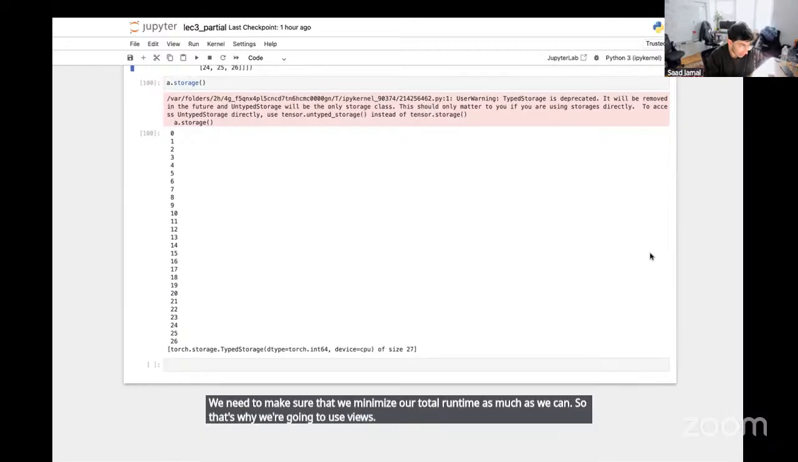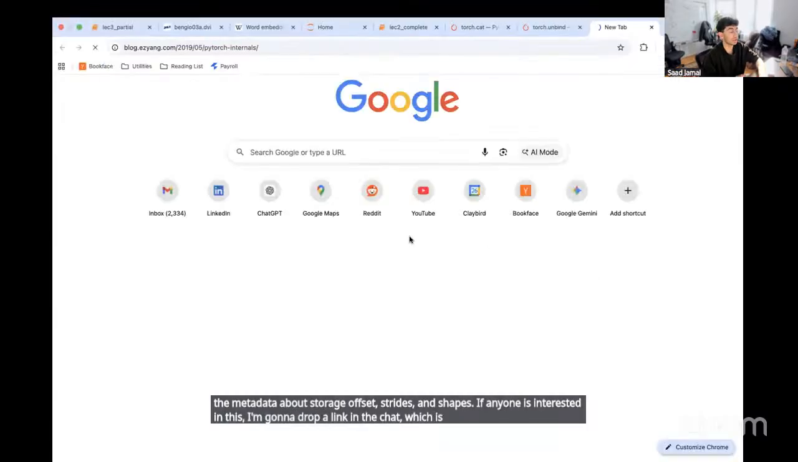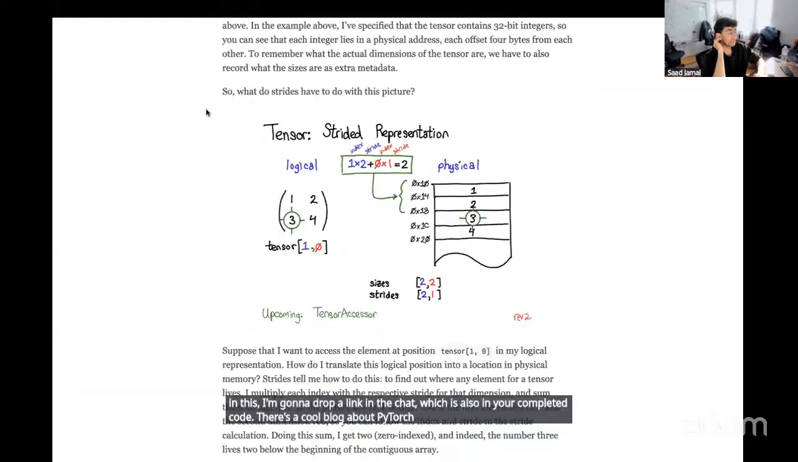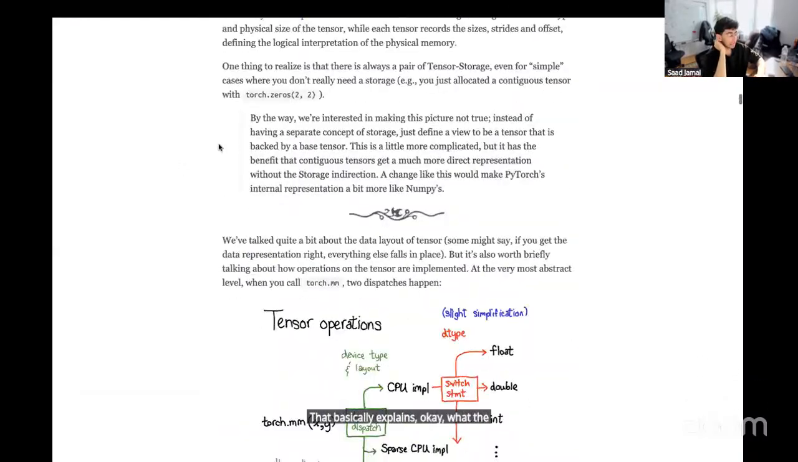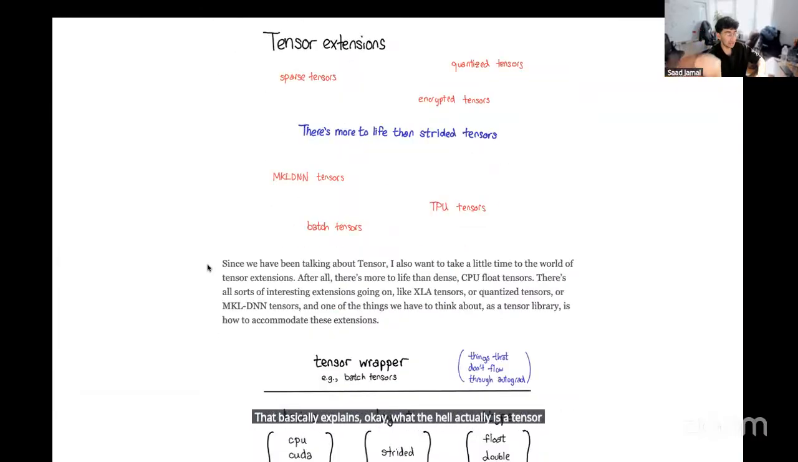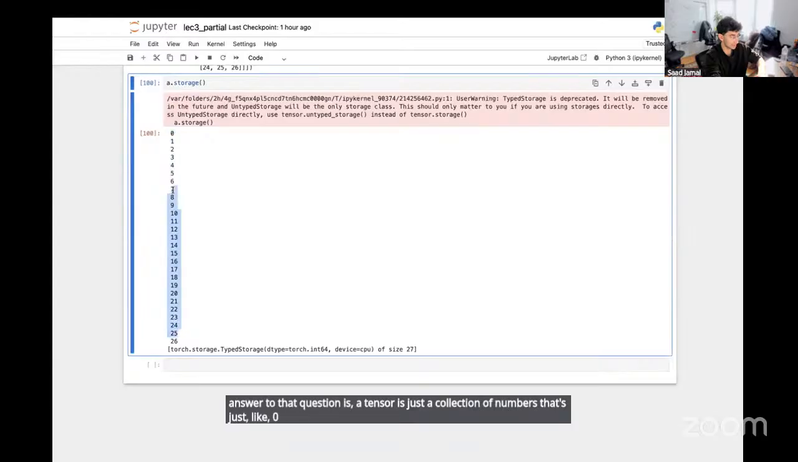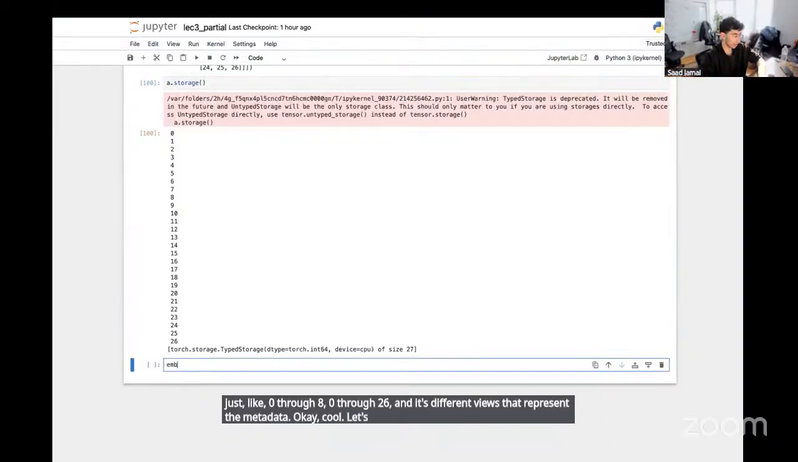Views manipulate not the stored data, but the metadata about storage offset, strides, and shapes. If anyone is interested in this, I'm going to drop a link in the chat, which is also in your completed code. There's a cool blog about PyTorch internals that basically explains what the hell actually is a tensor. And the answer to that question is a tensor is just a collection of numbers, like 0 through 8, 0 through 26, and it's different views that represent the metadata.